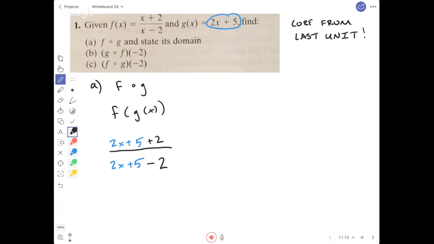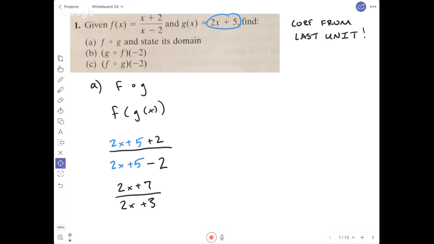So this equals 2x plus 7 over 2x plus 3. Okay. I can see that the g of x function was defined over all the real numbers. And I can see that this function is going to have a limited domain. So when it said state its domain, I need to find the domain of this function.